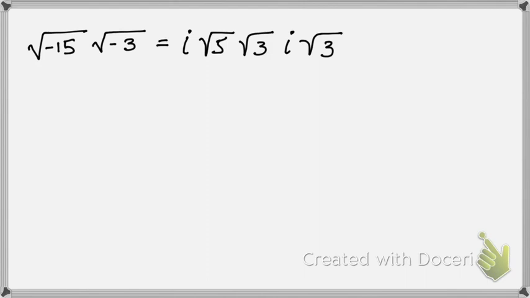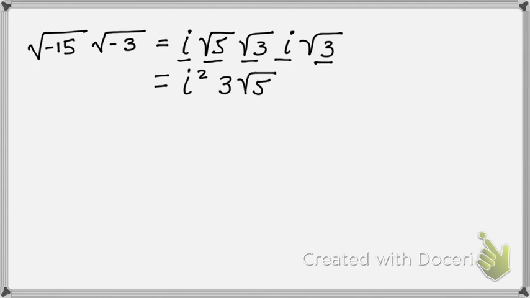Now we're going to match some things up here, or combine some factors here. So I've got an i and an i, that's i squared. I've got a square root of 3 and square root of 3, that's 3. And then I'm left with the square root of 5.